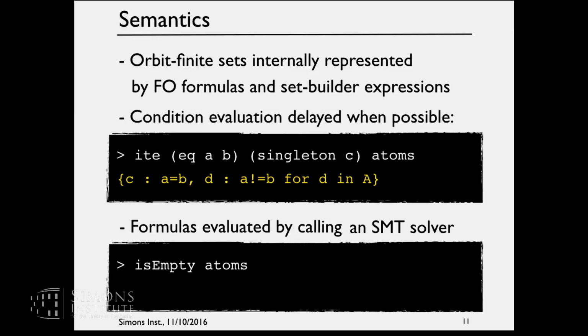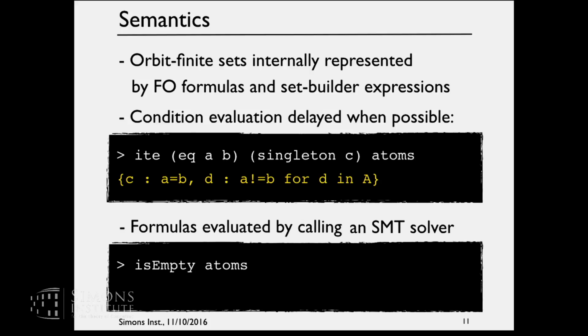Then what the interpreter does is, well, it computes the set of atoms, which essentially says you add an atom to the set whenever the formula true holds. And if you want to check if this set is empty, then the library tries to say, okay, so is the formula true satisfiable?